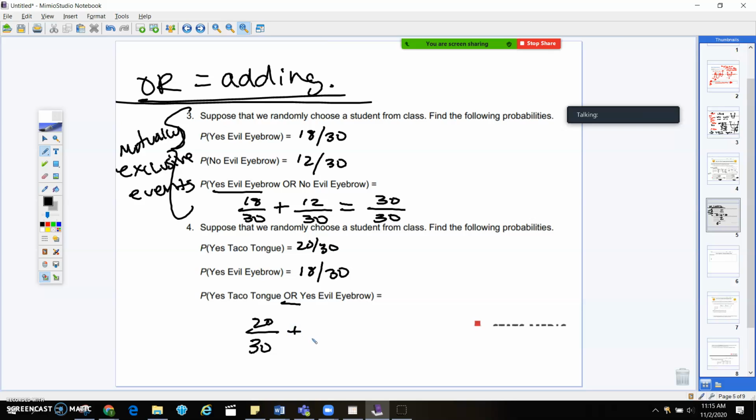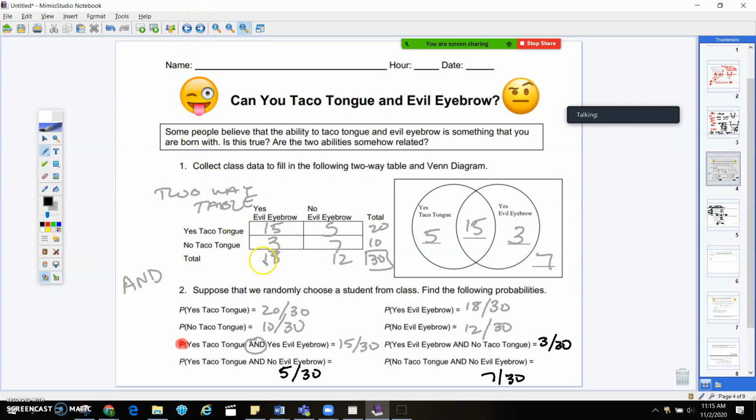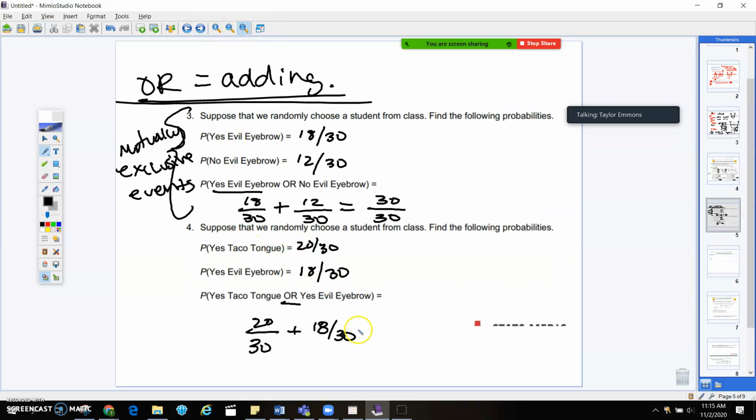Okay, so in this instance, we're going to say 20 out of 30 plus the 18 out of 30, but we're going to subtract the overlap. And what I mean by that is, you notice how we have that 18 that we're adding, and we have that 20 that we're adding? Well, what numbers do they both include? That 15. So we're going to have to subtract that 15 out of 30, because otherwise what's happening is we're counting somebody twice. Okay? So we've got to make sure that we don't do that. So if we do 20 plus 18 minus 15, that's going to give me 23 out of 30, right?